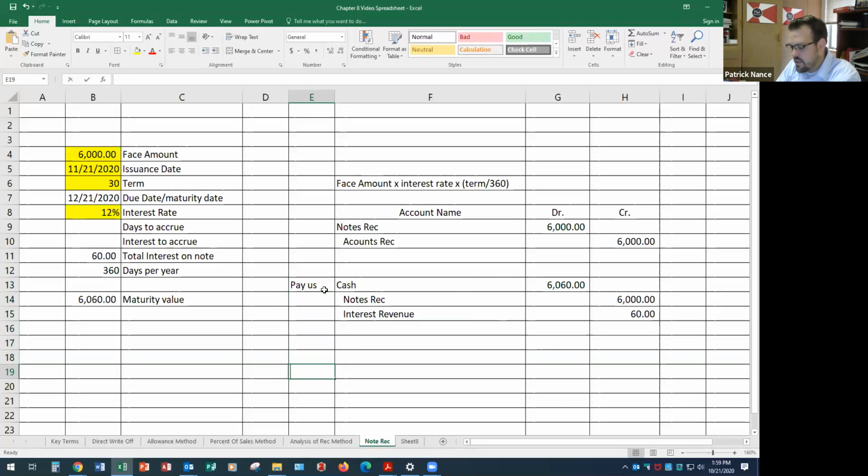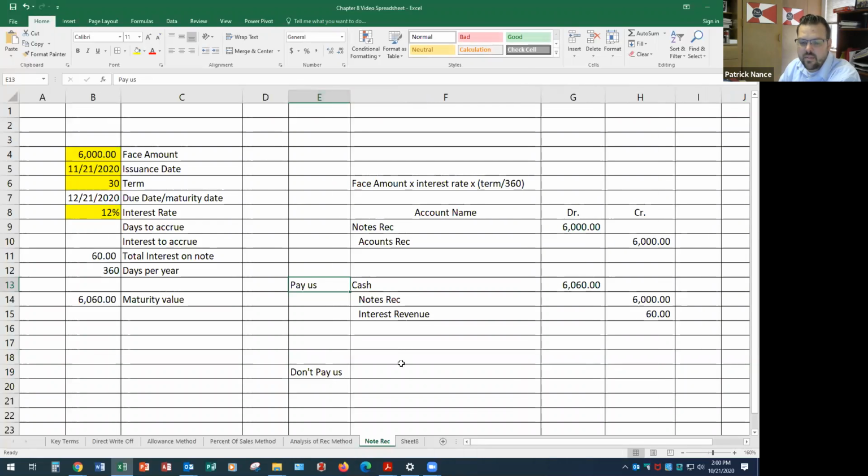So this is if they pay us like they should. If they don't pay us, and we might have to eventually write it off, but at least for now, what that's going to look like is we're going to move that money back into accounts receivable. But I'm not going to just move the $6,000. They don't owe me just $6,000. They owe me $6,060 because they owe me not only the accounts receivable amount, but they owe me the interest amount as well. So if they didn't pay us, this is me moving it back.